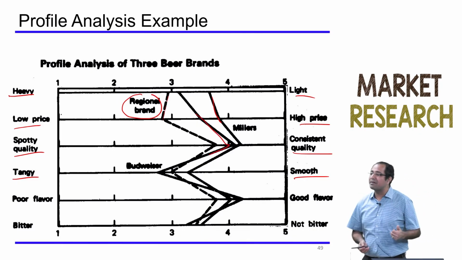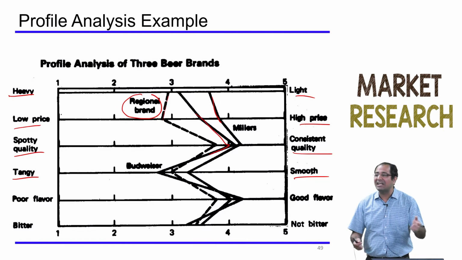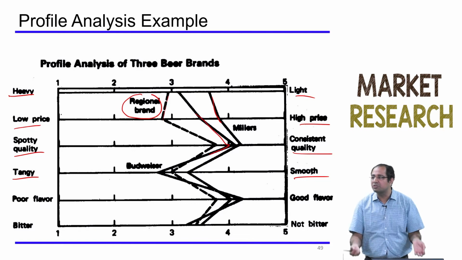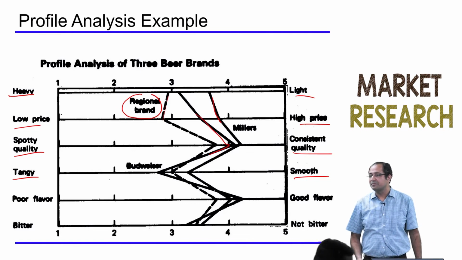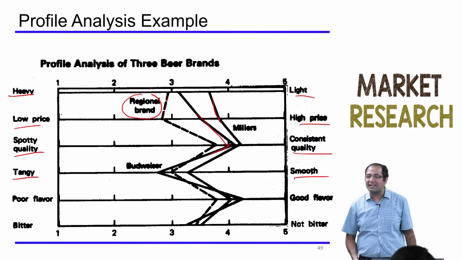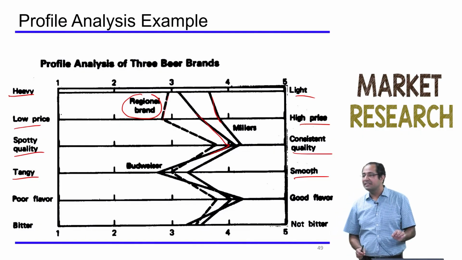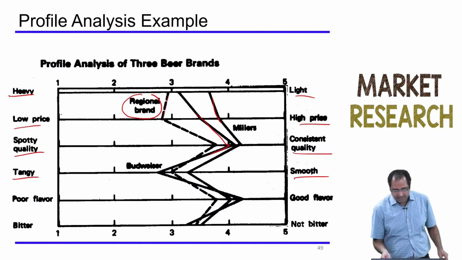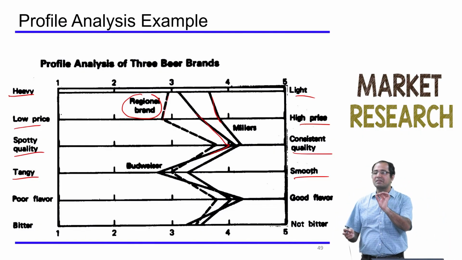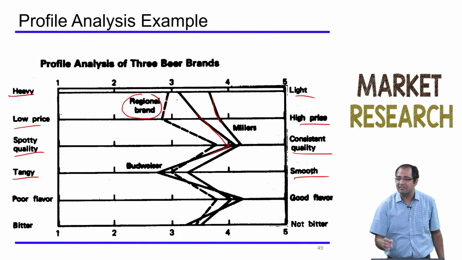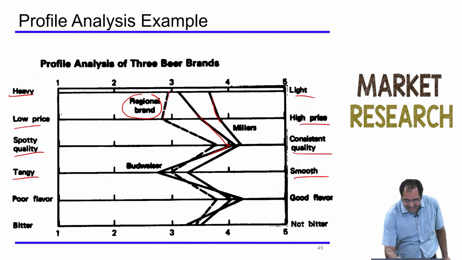For all these 3 brands separately, the questions were asked about these attributes, because these are the attributes that are very important for beer to have. And then they were plotted together. So let's say with 1000 respondents in the target market, these are the average scores plotted. For heavy and light, regional brand is here, low price it is here.